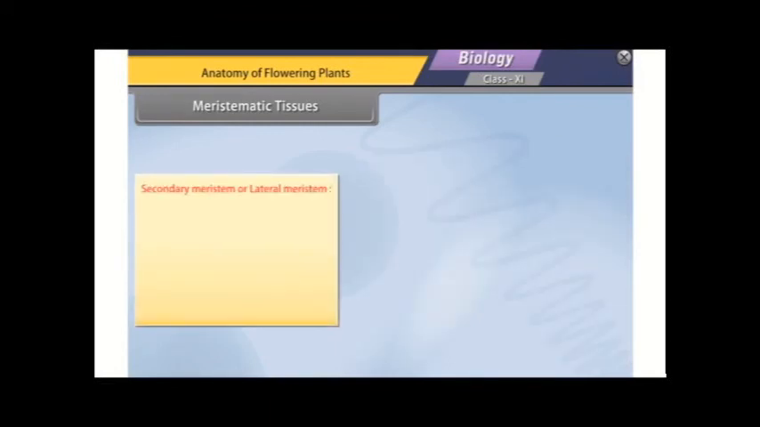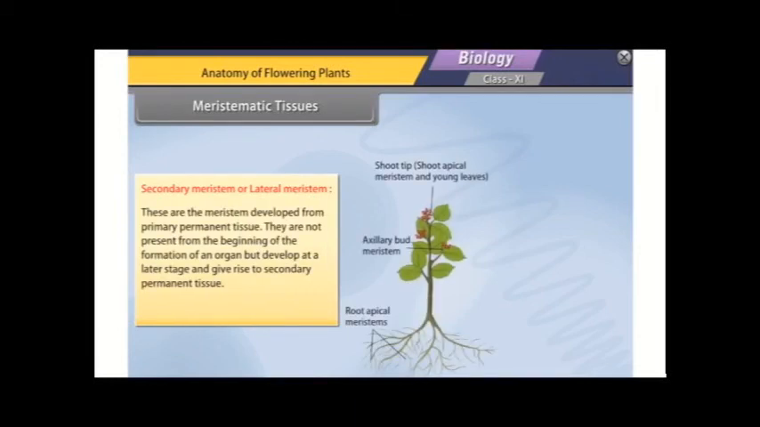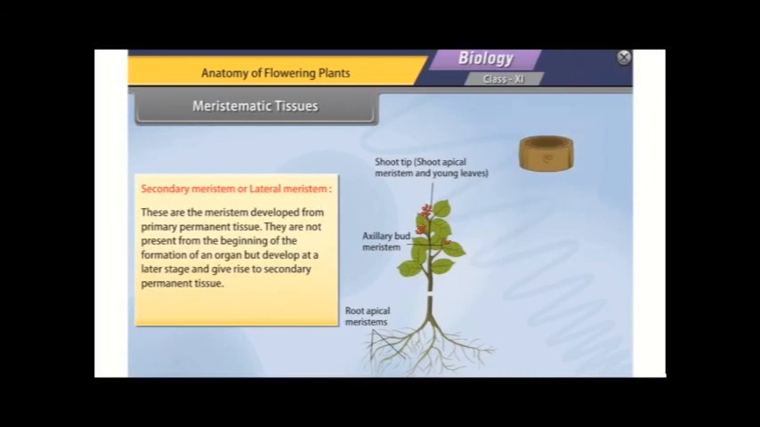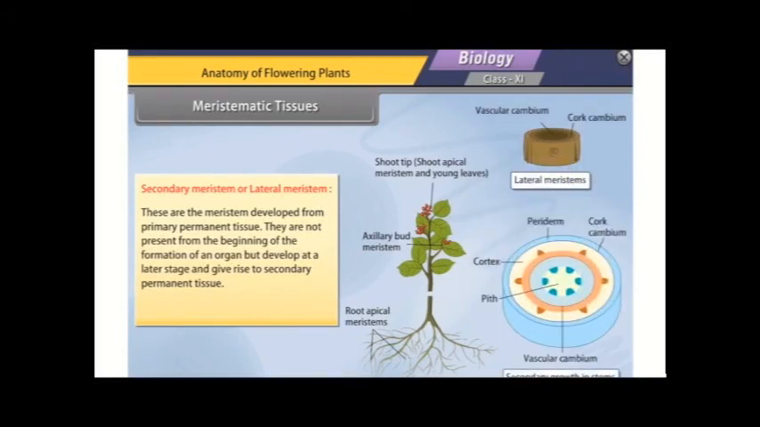Secondary meristem or lateral meristem. These are the meristems developed from primary permanent tissue. They are not present from the beginning of the formation of an organ, but develop at a later stage and give rise to secondary permanent tissue. For example, cambium of roots.